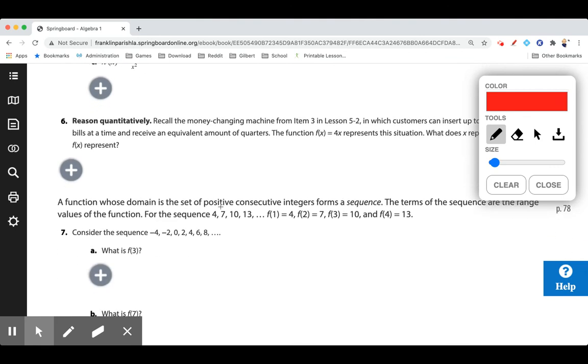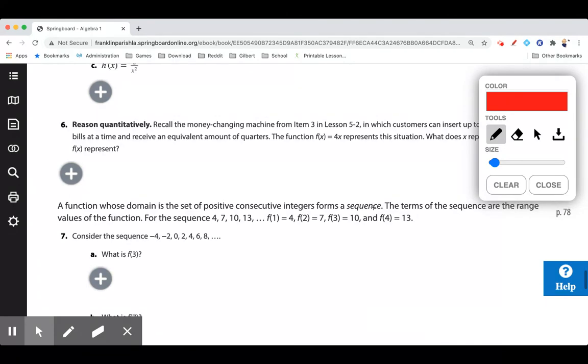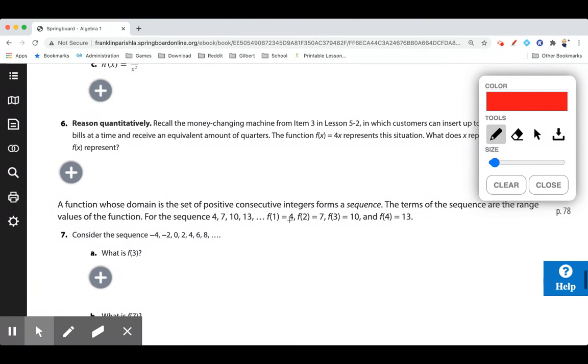A function whose domain is a set of positive consecutive integers forms a sequence. We've talked about sequences before. It's a list of numbers. The terms of the sequence are the range values of the function. For the sequence 4, 7, 10, 13, we have f of 1 equals 4, f of 2 equals 7. Domain is the x, range is the y, or what f of x, remember, is y equals. And so here it is.